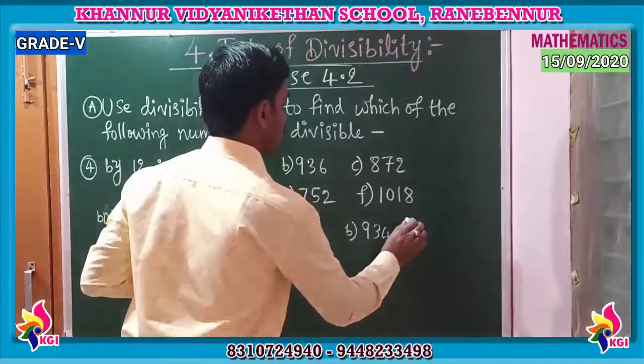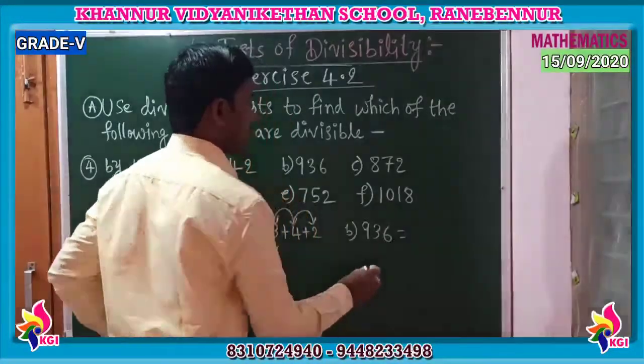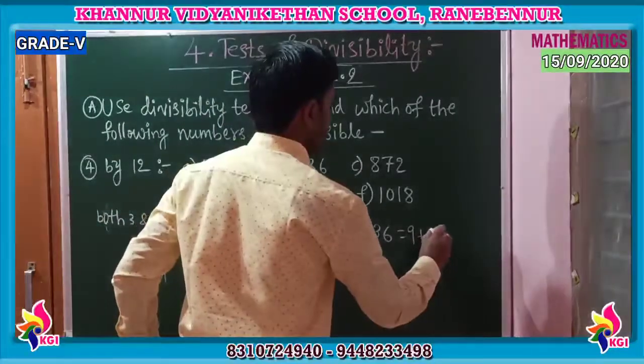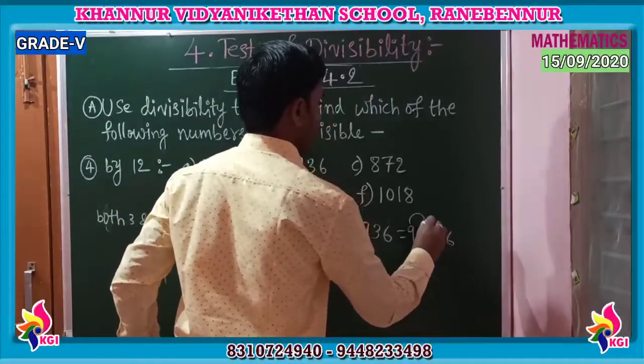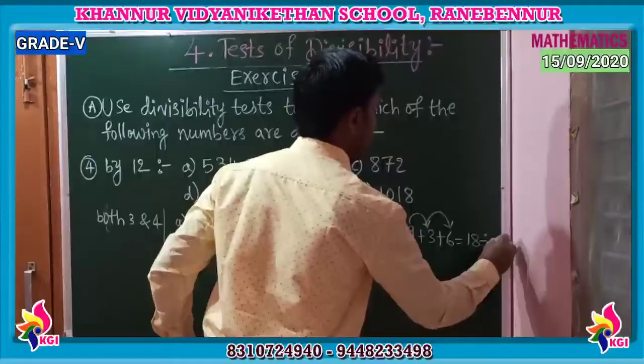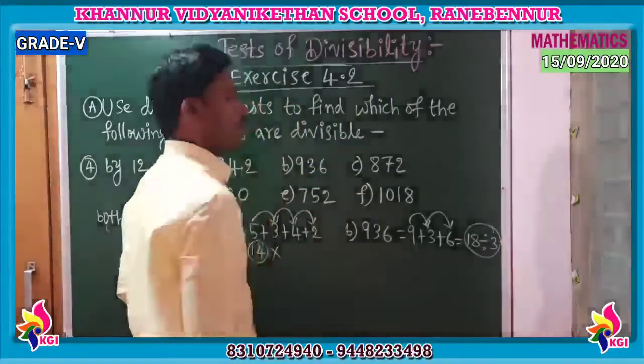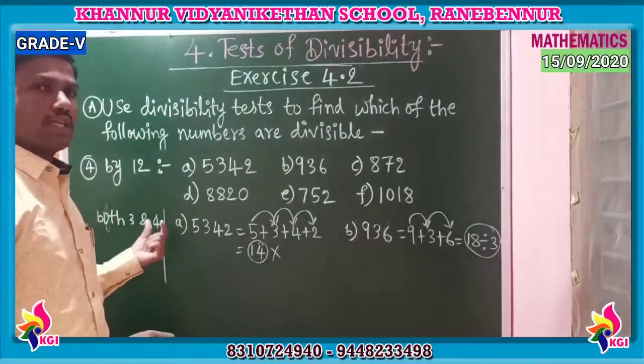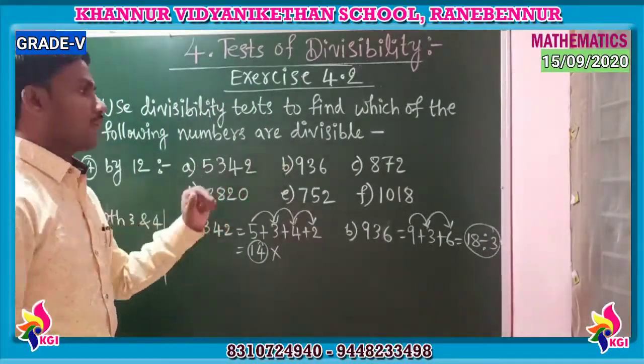936. First of all, we can check its divisibility by 3. So 9 plus 3 plus 6: 9 plus 3 is 12, 12 plus 6 is 18. 18 is divisible by 3. So the divisibility by 3 is correct in the given number.